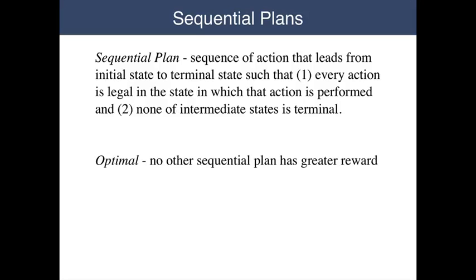Okay, let's start our look at sequential planning with a couple of definitions. A sequential plan for a single-player game is a sequence of actions that leads from the initial state of the game to a terminal state, such that, one, every action in the sequence is legal in the state in which the action is performed, and two, none of the intermediate states produced during the execution is terminal. A sequential plan is optimal if and only if no other sequential plan produces a greater final reward.